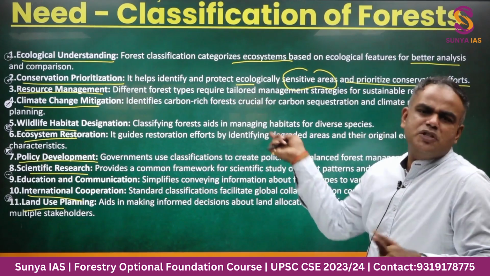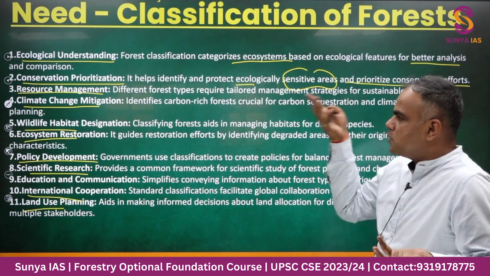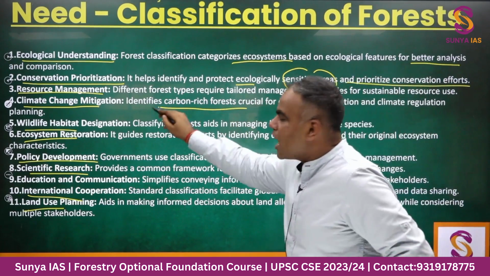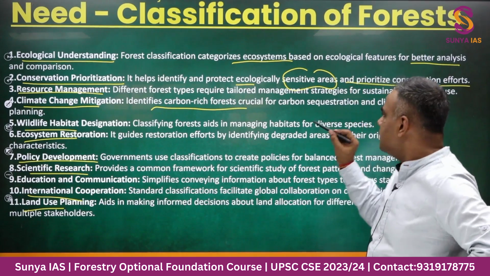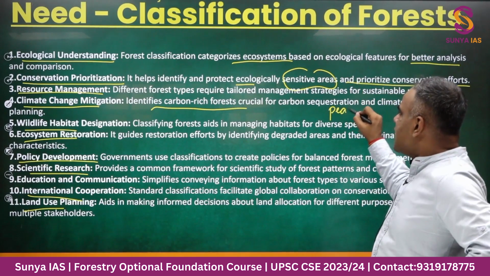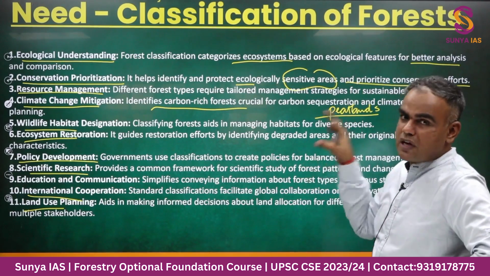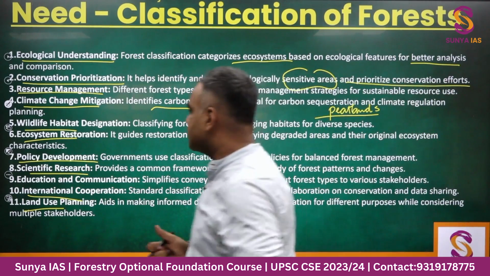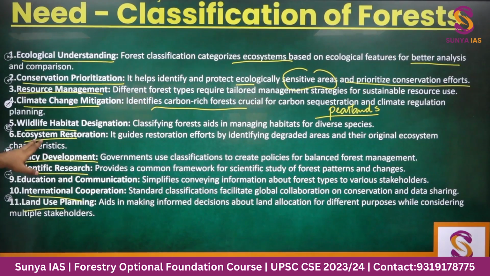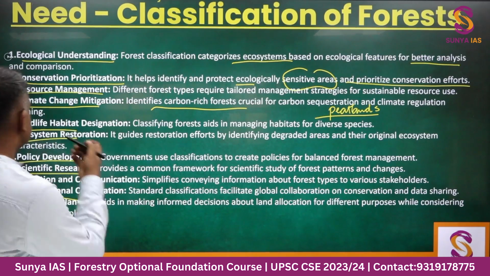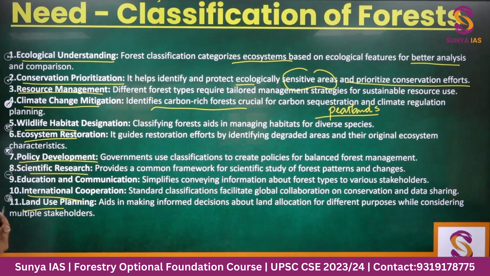Fine. Climate change mitigation, we don't have to understand beyond this. So we will identify the carbon-rich forests. For example, peatlands are extremely rich terrestrial sources of carbon. Let's say if I want to save that, I should know where they are. It helps you in wildlife habitat designation. There are different species even in that. Similarly, in ecosystem restoration, this can help you.